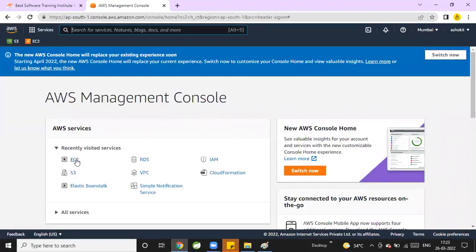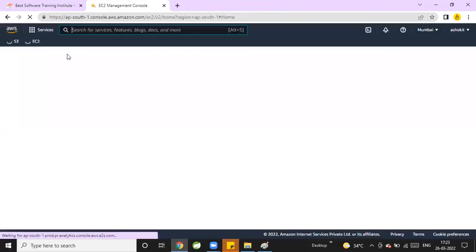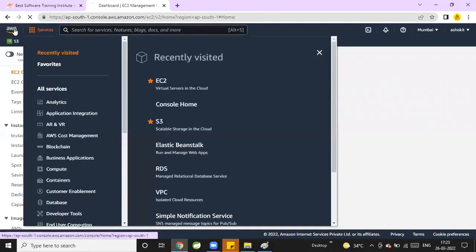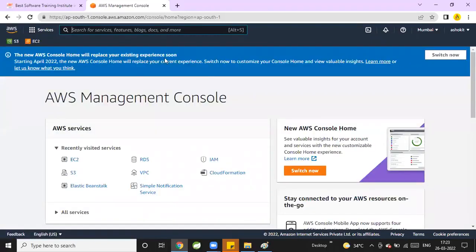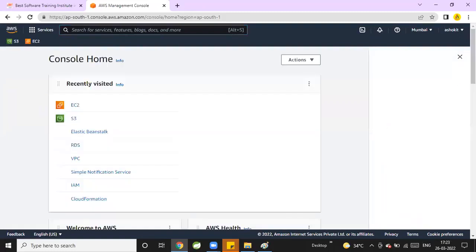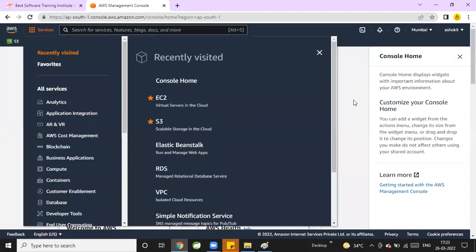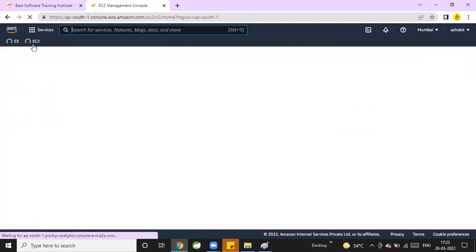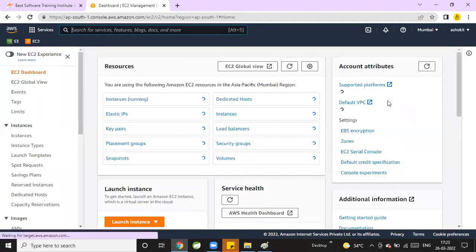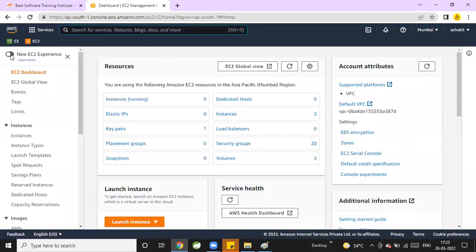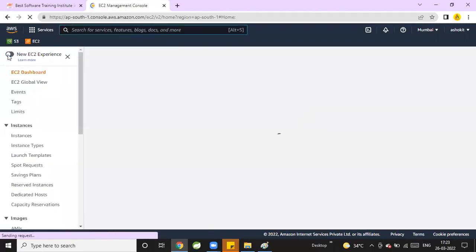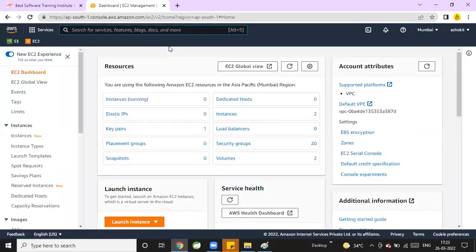Sir, why is it showing a different UI for you? For us it is showing the new UI. One second, let me come back to the new UI. Whenever you log in, see here, switch now. Is this the UI that you guys are seeing now? Okay, I will also use this UI now. The look and feel will be different. That's it, guys. New EC2 experience. They are trying to update their application to look more beautiful.